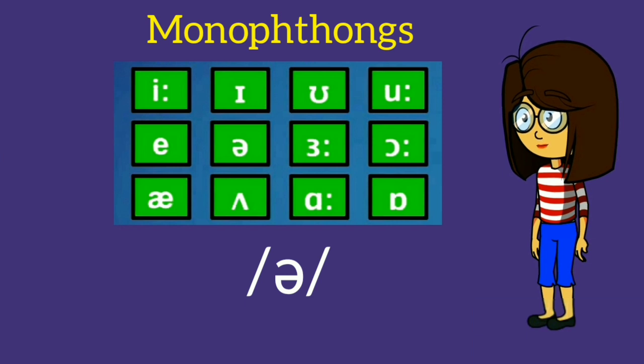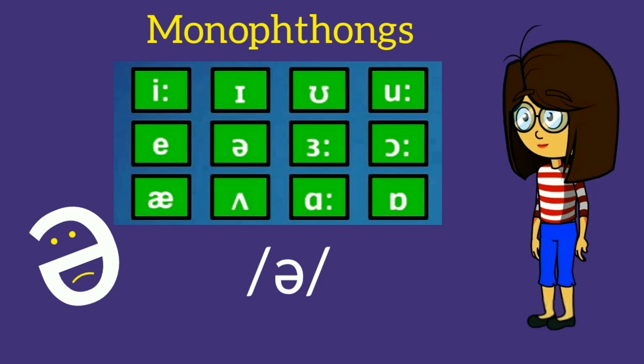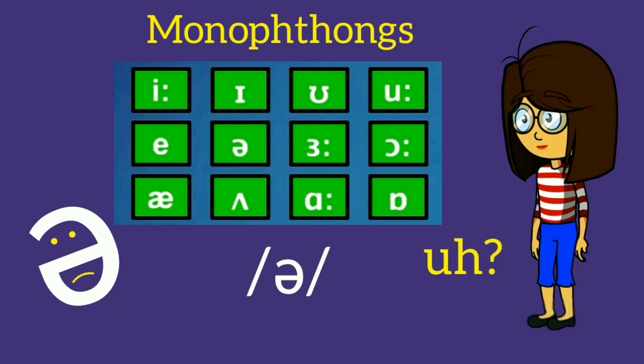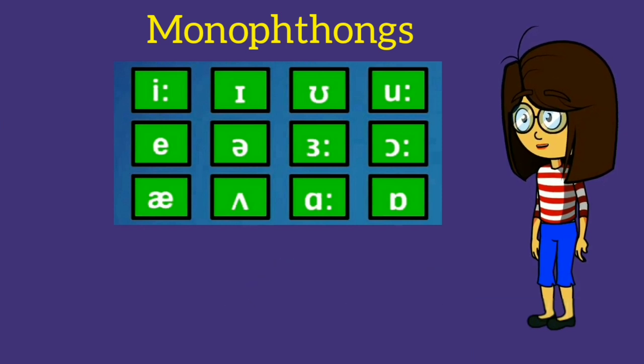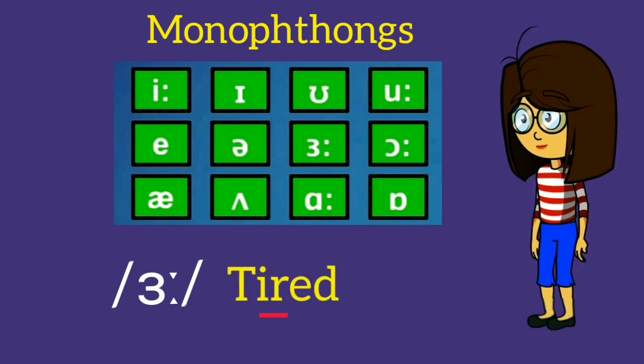Next, you can visualize the symbol in the confused face of a person. It sounds like the sound you express when you suddenly get a doubt. This phoneme is like the sound of a Tamil letter, but only half of its sound matches with this phoneme. Next is the sound in the word tired. It sounds like a Tamil letter.